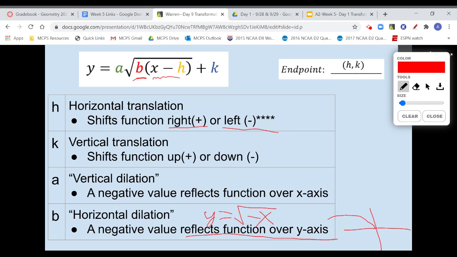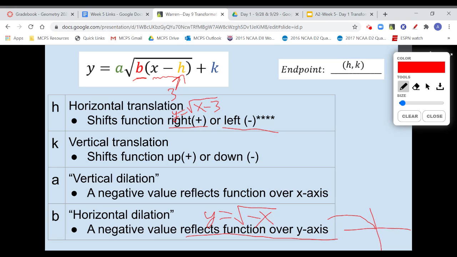So let's say I want to plug a value in for h. Let's say I want to put the value 3 in there. That would become the square root of x minus 3. I plugged in the value positive 3 for h, because the standard form of my equation has that subtraction symbol, that comes out to x minus 3. So if I had the equation y equals the square root of x minus 3, that is actually going to translate my function 3 units right.